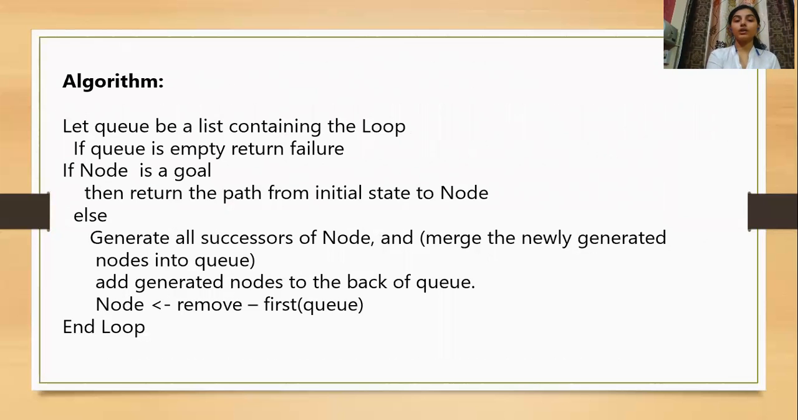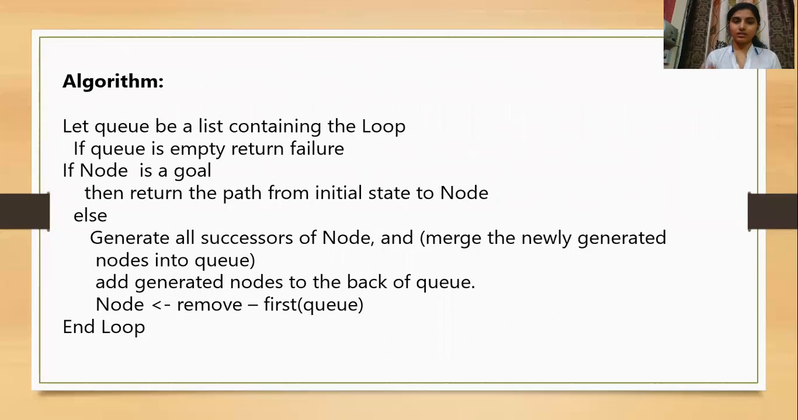So this is the algorithm for BFS. Let's take a queue and start finding the goal node. First we will see if the queue is empty or not. If the queue is empty, then we will return failure. Else we will see if the node is a goal node. If the selected node is a goal node, then we will return the path from the root node to the goal node. If the node is not a goal node, then we will expand it, find the children of that node, insert the children into the back of the queue, and remove the node.